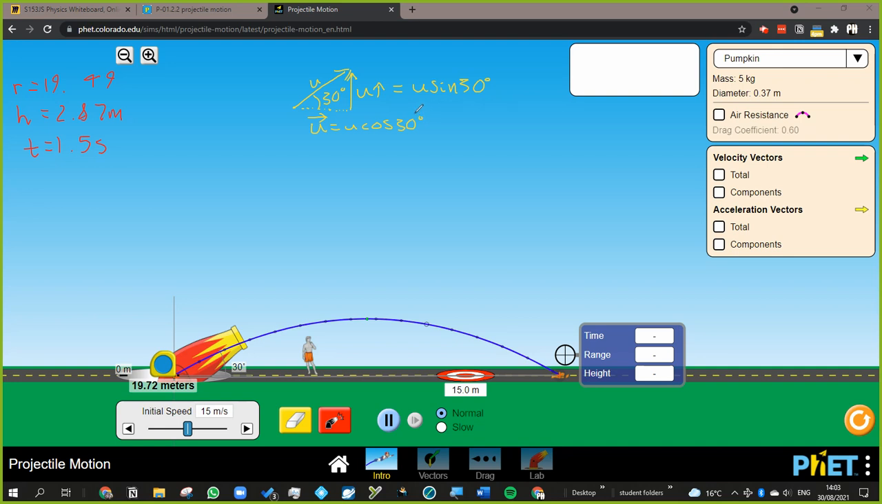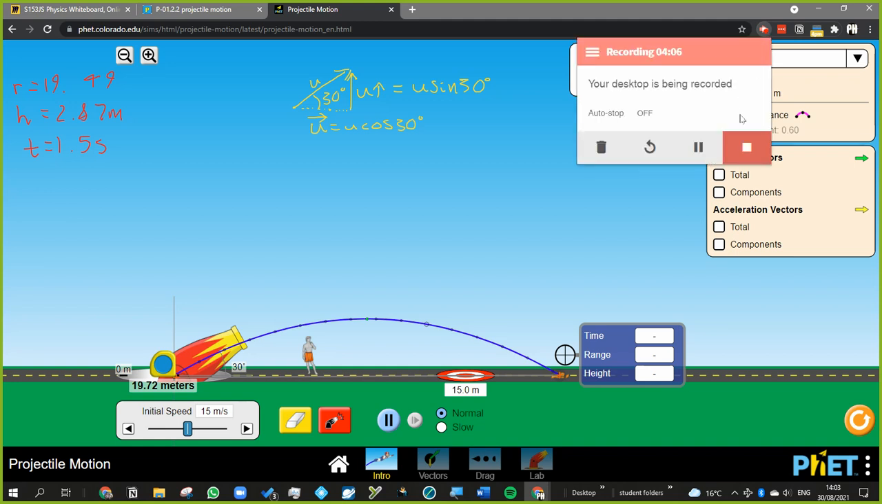For now, we're just going to take that as read, but if you did a bit of trigonometry, you would see that would be the case. In other words, the horizontal component of u would be u cos 30, and the vertical component of u would be u sine 30.